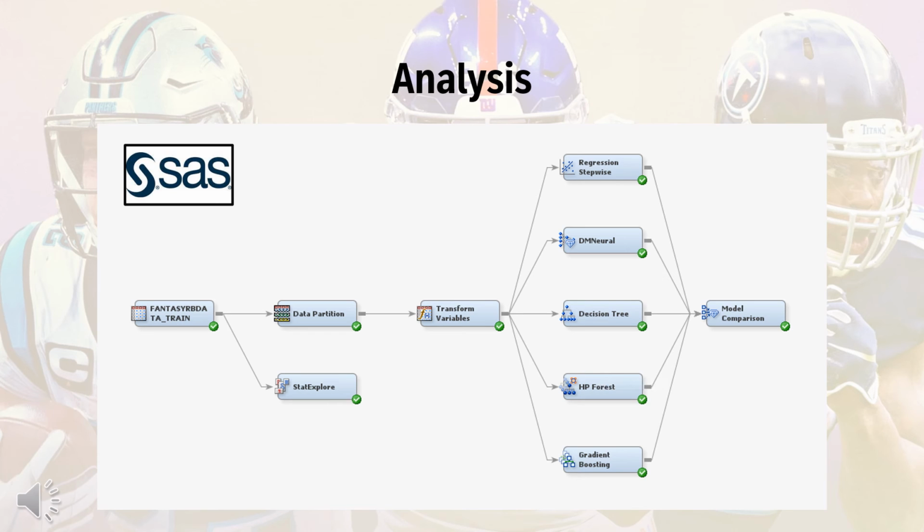I then used the transform variables node to handle outliers and smooth some of the skewness associated with specific variables. After performing different techniques and variations of those techniques, I decided on the following models to use for my analysis: stepwise regression, DM neural, decision tree, HP forest, and gradient boosting. Lastly, I used the model comparison node to assess the models in terms of their respective misclassification rates and average square errors.